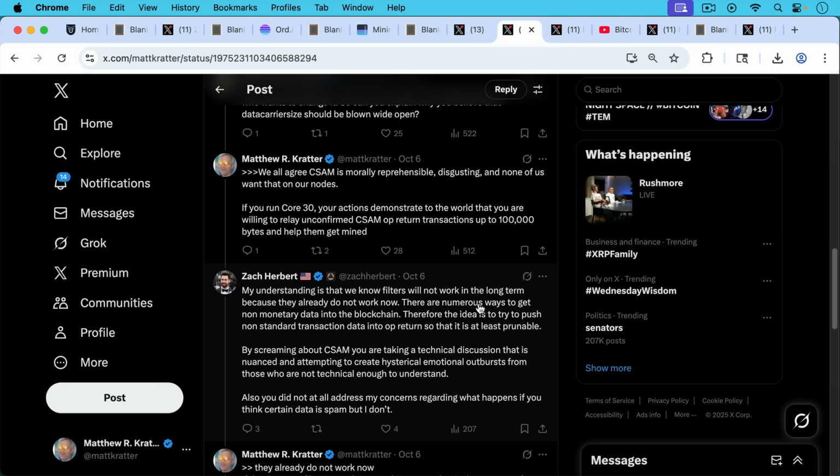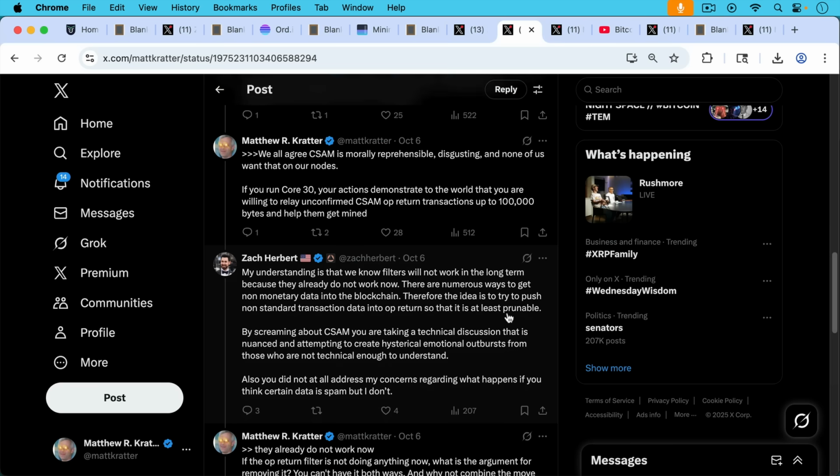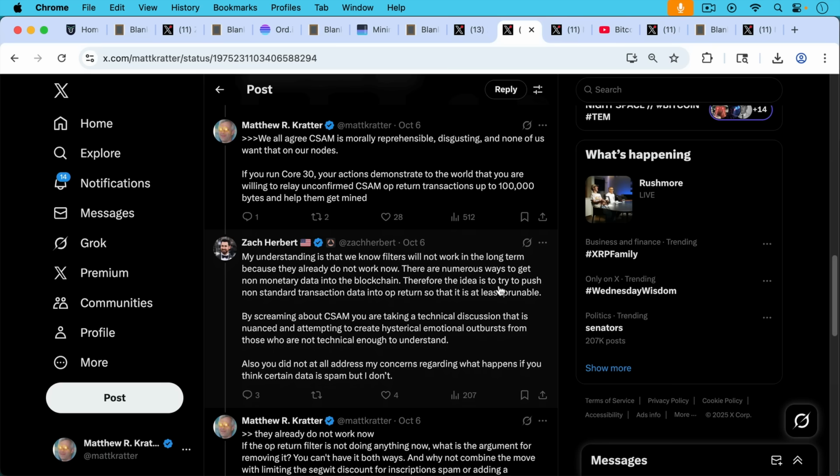By screaming about CSAM, Zach writes, you're taking a technical discussion that is nuanced and attempting to create hysterical emotional outbursts from those who are not technical enough to understand. I'm not sure what that means, not technical enough to understand what CSAM is and that it's in your mempool. Also, you did not at all address my concerns regarding what happens if you think certain data is spam, but I don't.